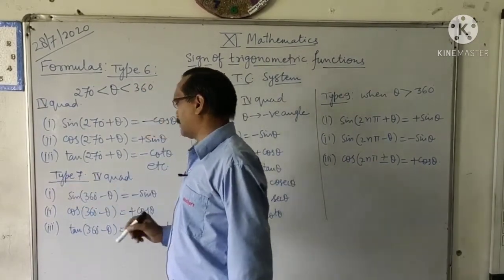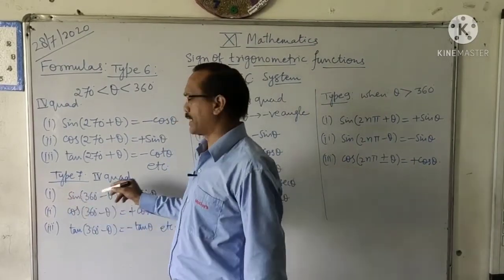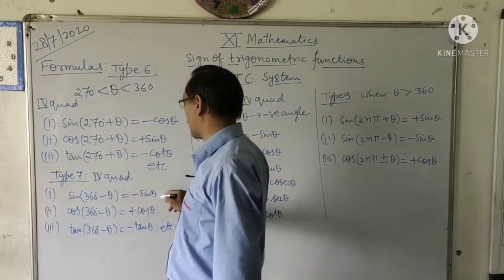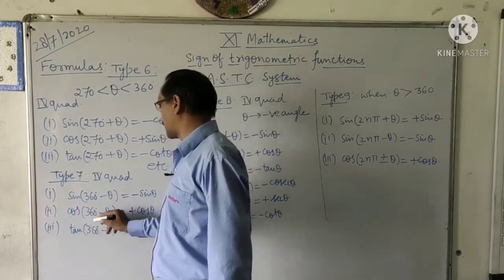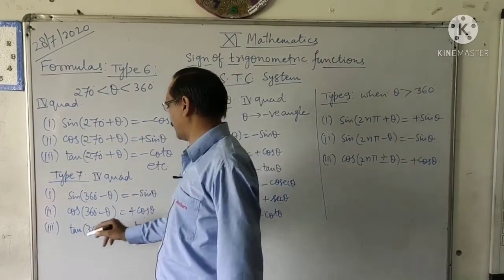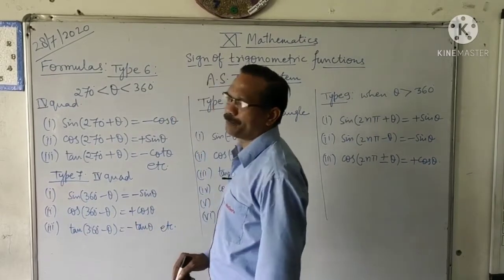Then type 7 is the fourth quadrant. It is also called 360 degrees minus theta. So sin(360 degrees minus theta) is minus sin theta. Cos(360 degrees minus theta) is plus cos theta. In the fourth quadrant cos is positive. Tan(360 degrees minus theta) is minus tan theta.